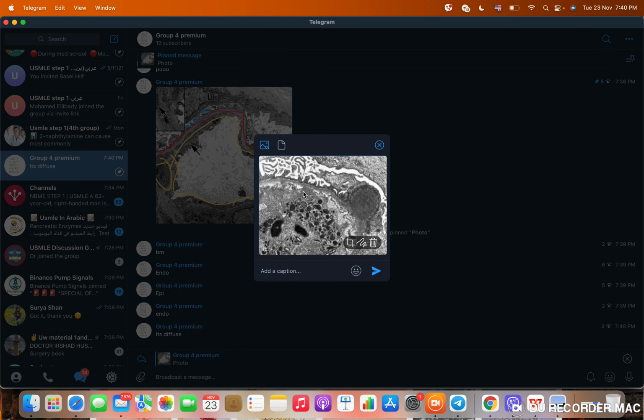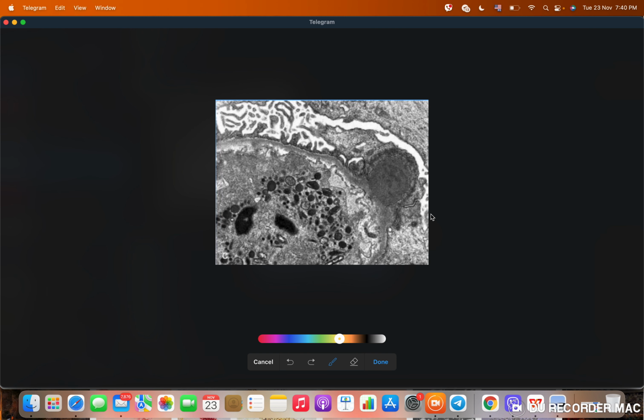Okay, if you take a look at this one, the first step when you look at electron microscopy is to detect which structure? Basement membrane. This is our basement membrane. Your next step is either to see the podocyte or to see the endothelial cells. I prefer to search for the podocyte because they are much easier to detect. So here they are, podocytes.